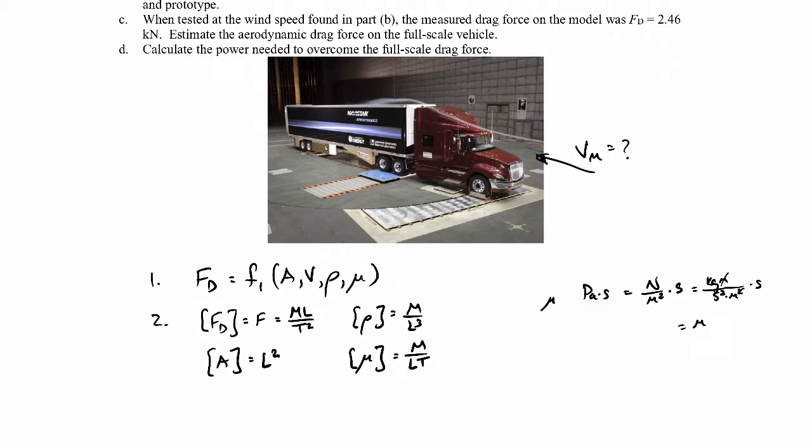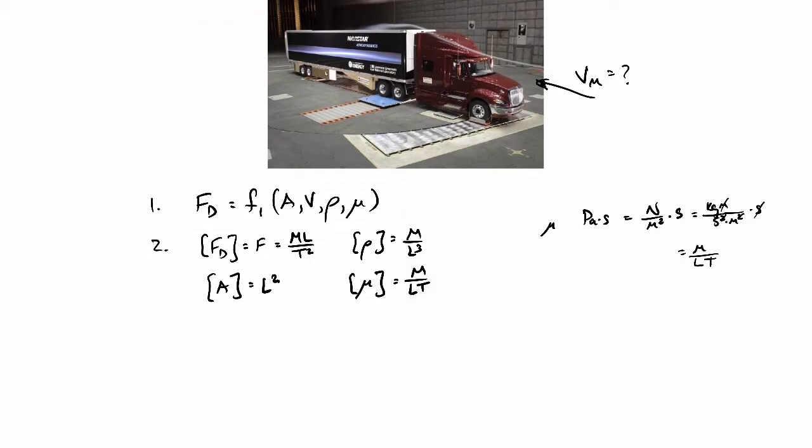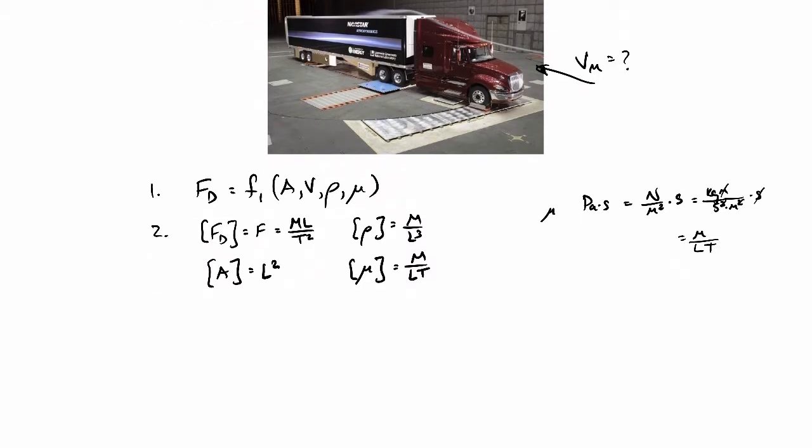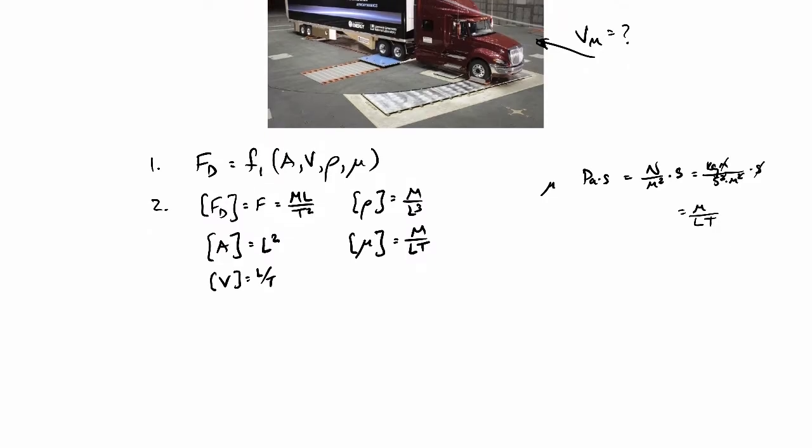This meter cancels out with that one, and this second cancels out with that one, so it'll be mass over length time. So that's how I can figure that out, just from the typical units of viscosity. So that's how I got there. I've done enough of these problems that I just have memorized what the dimensions of dynamic viscosity are. Okay, so we have now, oh, and I missed one, velocity, v, that's length over time.